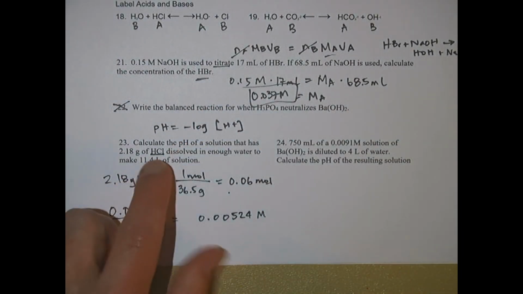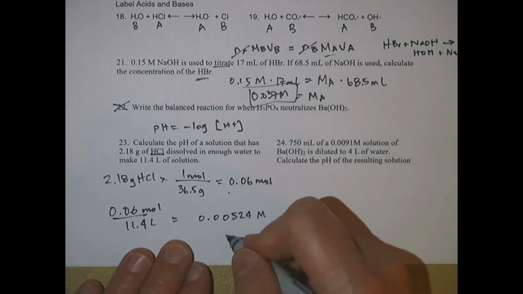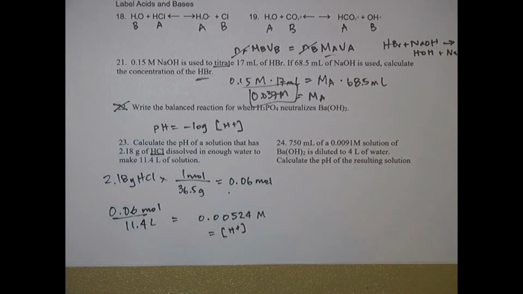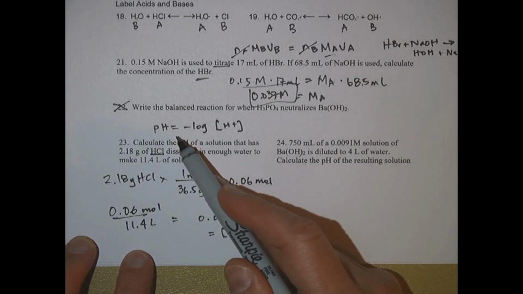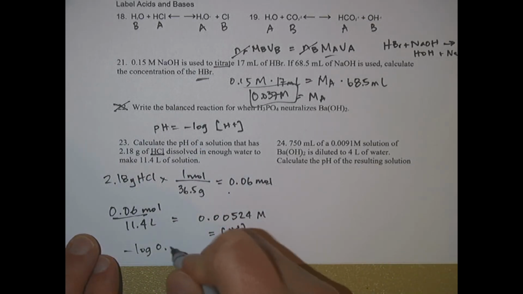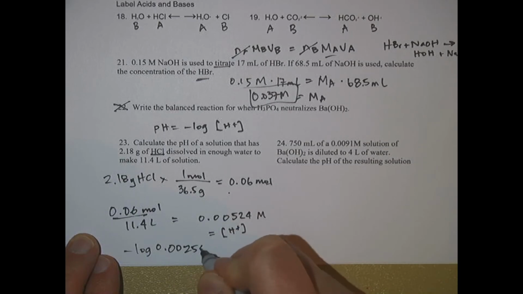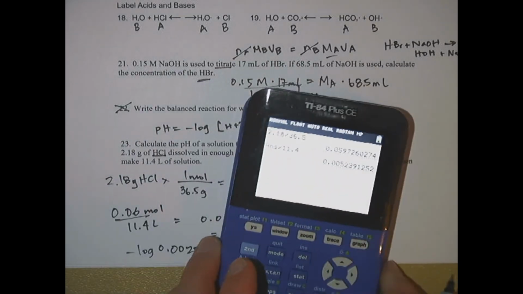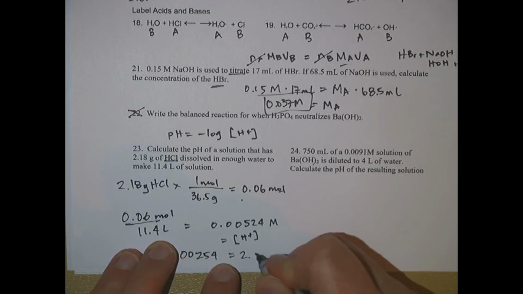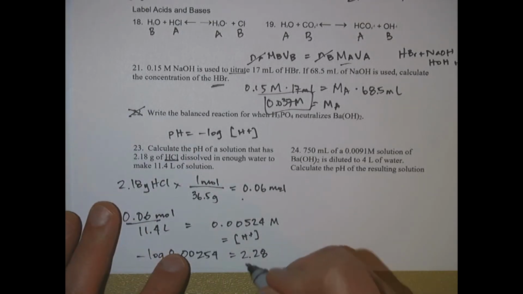But since there's only one H in HCl, then this is also equal to the concentration of H+. You don't need to double it because there's only one H there. You will double it in the next problem because there is a 2 there, but we'll get to that in a second. So now I know H+, the pH is just the negative log of H+, so take the negative log of that number, and I got 2.28. And no label necessary for pH.